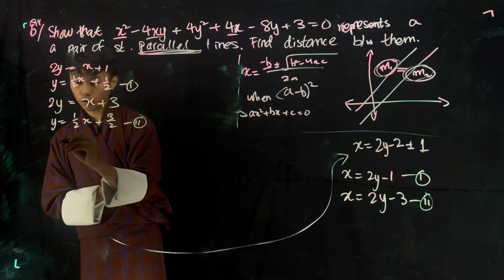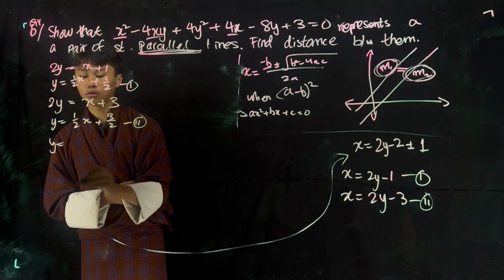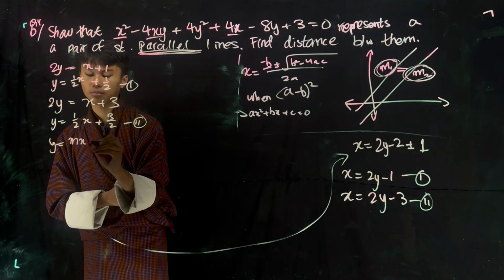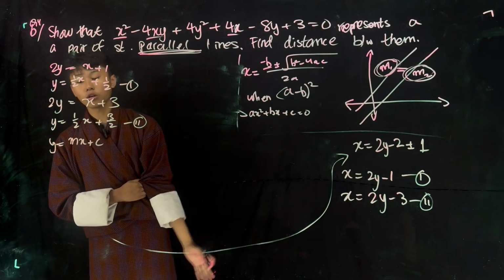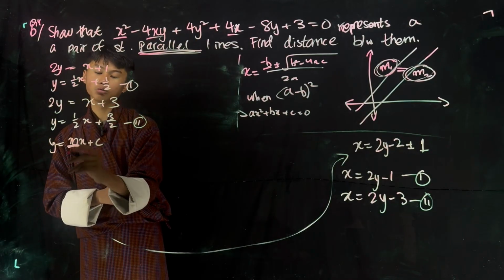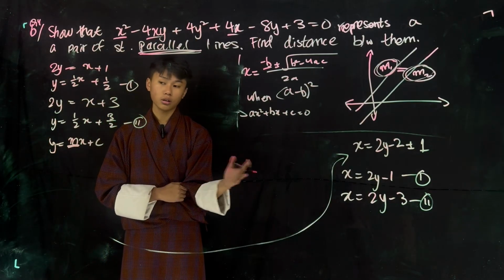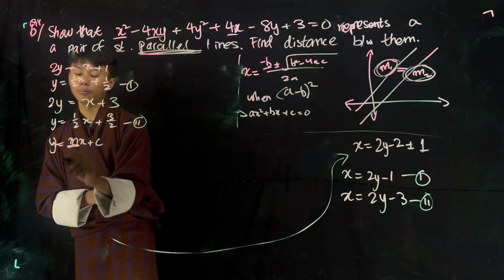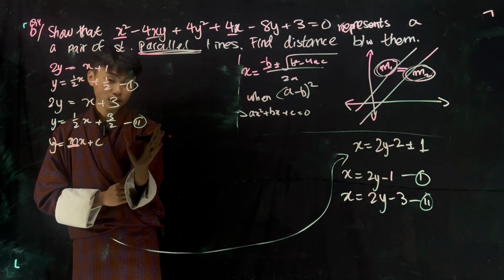Now we all know that the slope and y-intercept form looks something like y equals mx plus c. If c is a constant, it doesn't matter, but the coefficient of x will be the slope of the curve in the slope and y-intercept form. So let's look at the second equation.